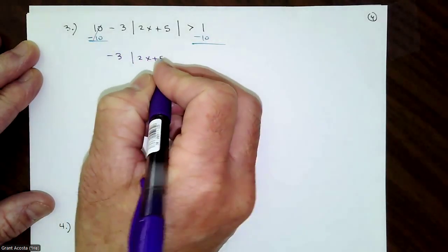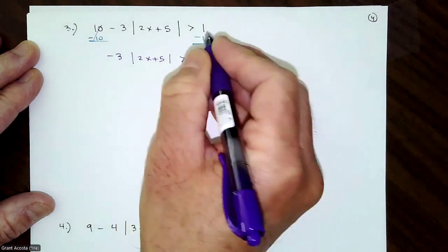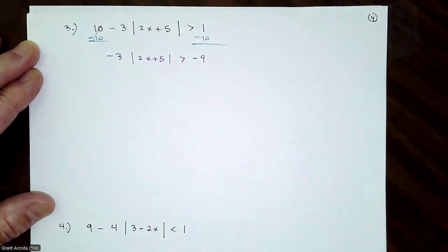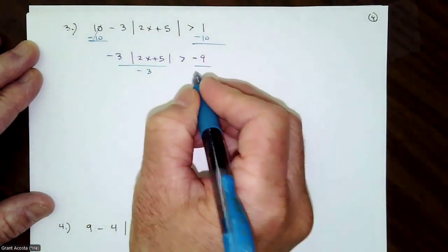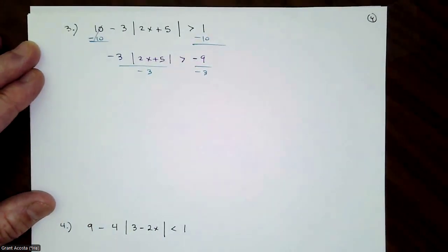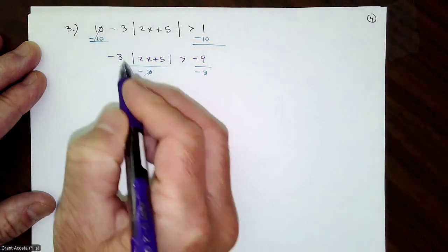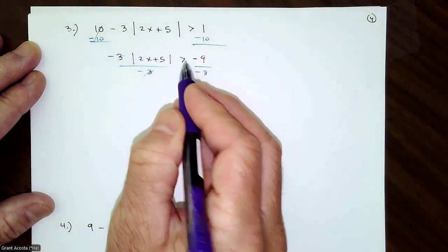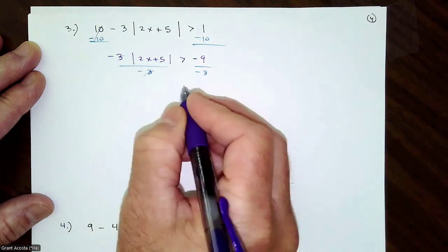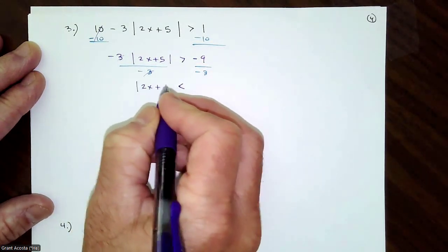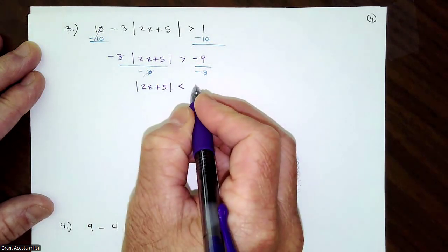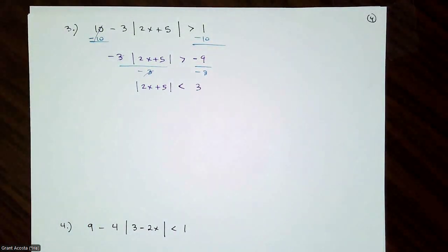-3 absolute value of 2x plus 5 is greater than 1 minus 10, which is negative 9. And then divide by negative 3. And remember with inequalities, if I divide by a negative number, the inequality sign gets reversed. So this is now going to switch to a less than sign. Absolute value of 2x plus 5 is less than 3.